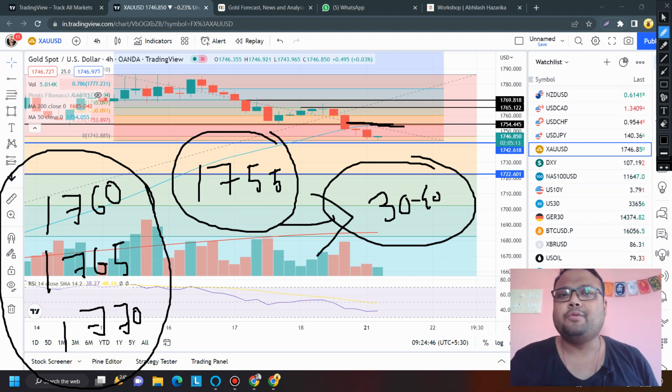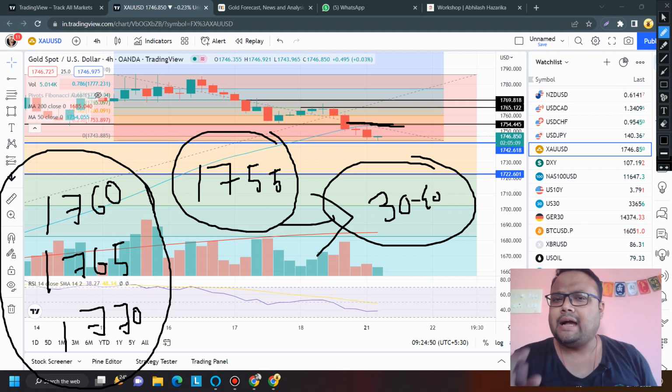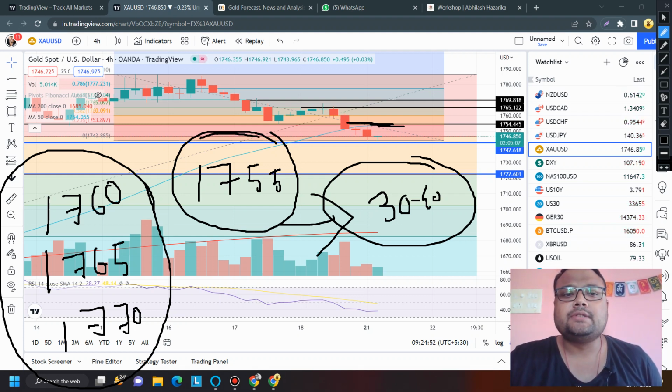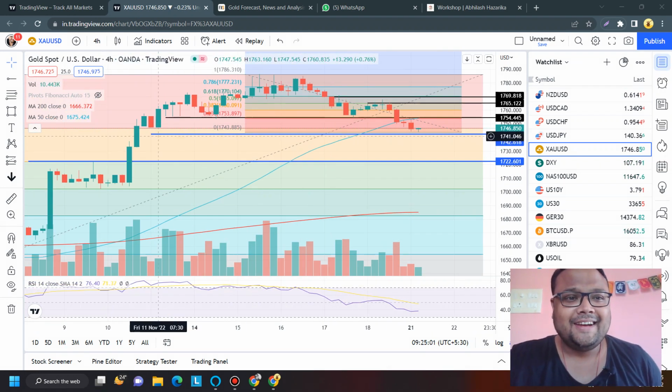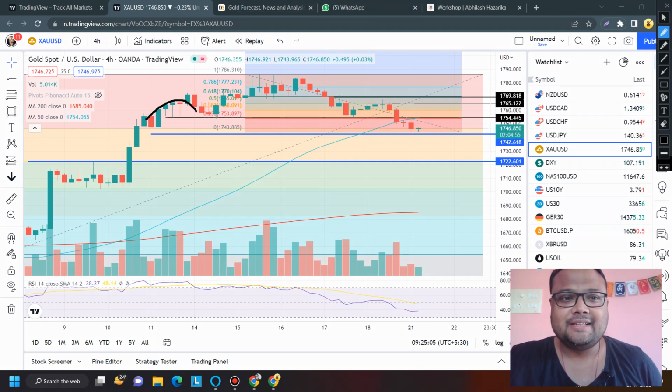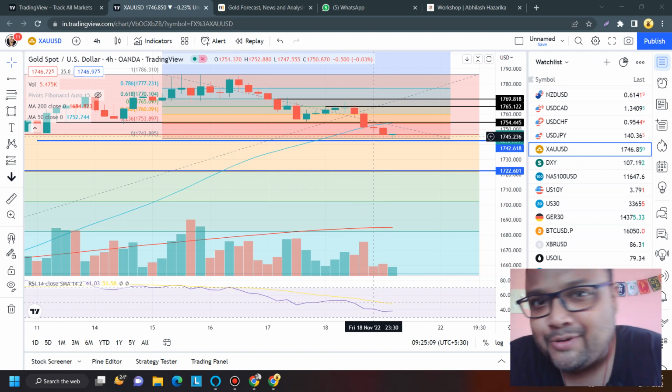See, today I'm giving you many levels because you need to observe the market around each and every level. But I think that stop loss hunting is very much possible around the 1755 level, because this level is clearly visible on the chart. And those who are wondering why I'm not talking about the head and shoulder, yes, head and shoulder is also very much visible. Yes, this is a head and shoulder. But right now, as you can see, the market is trying to take support.